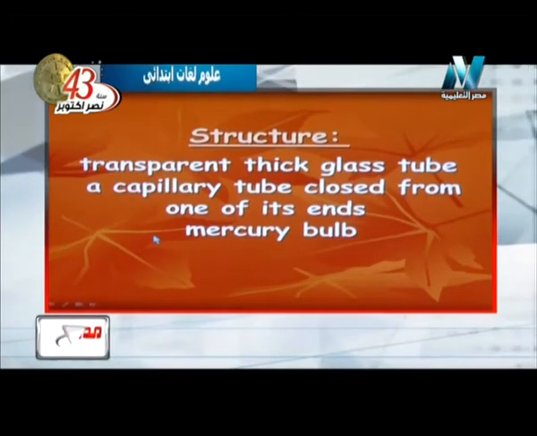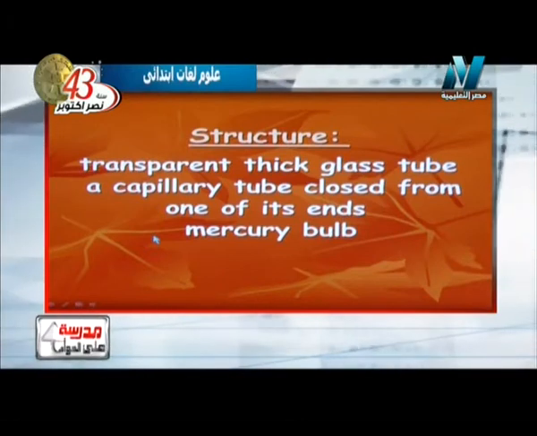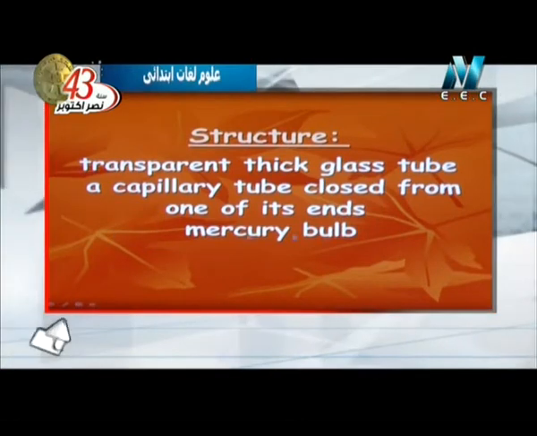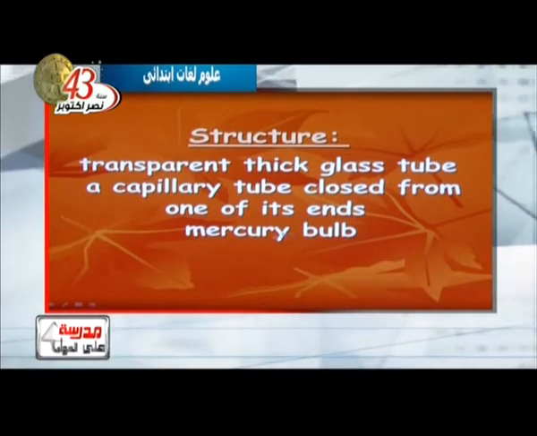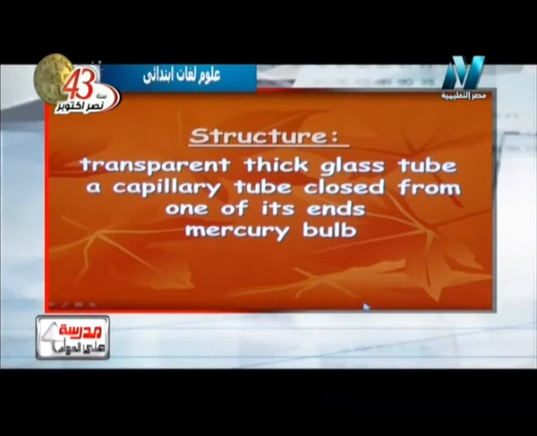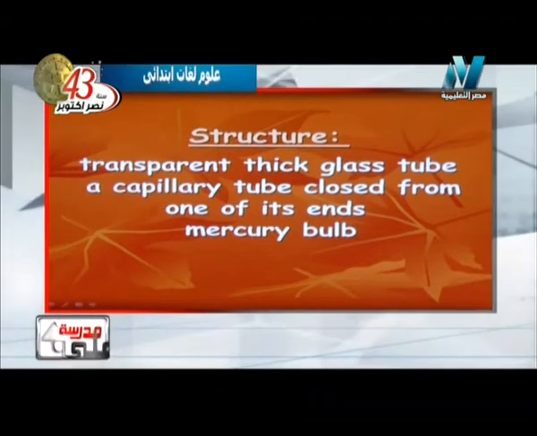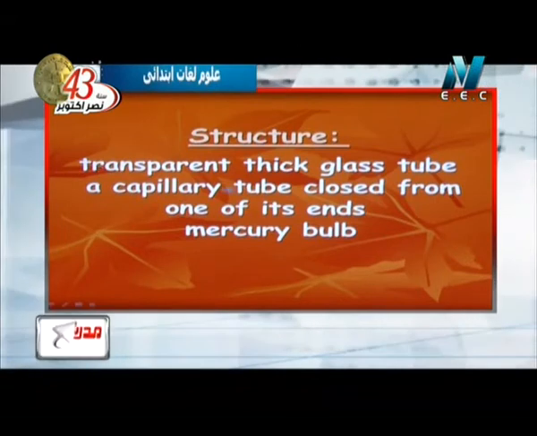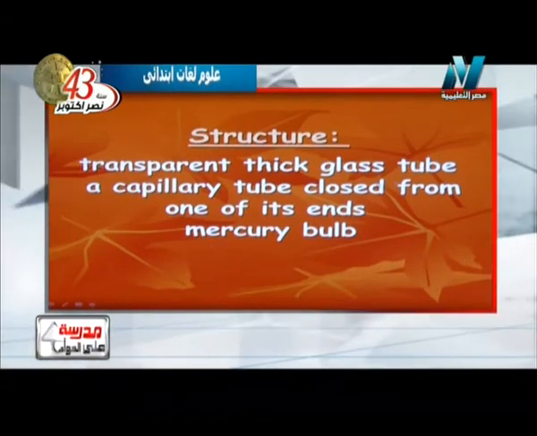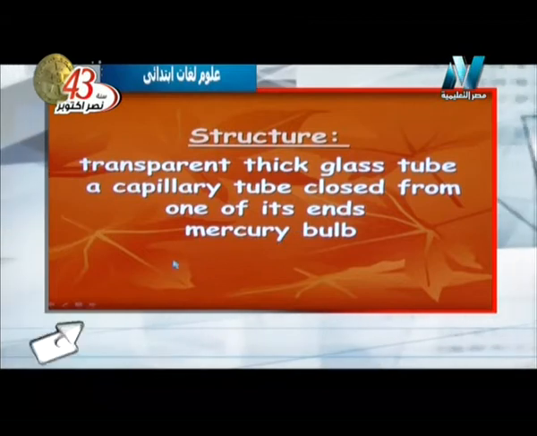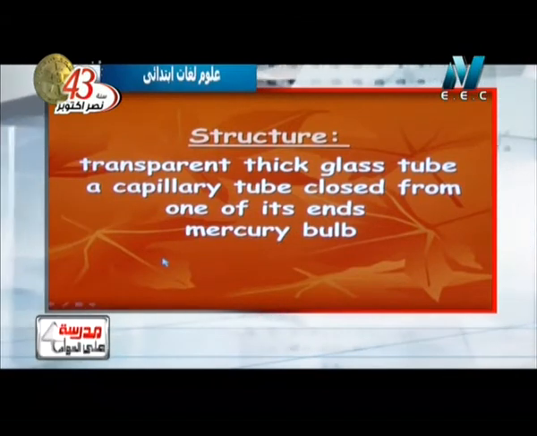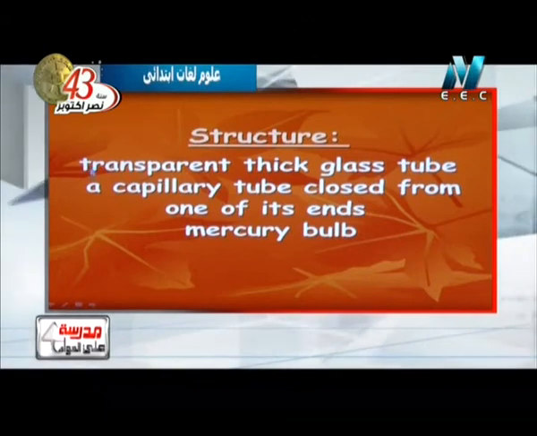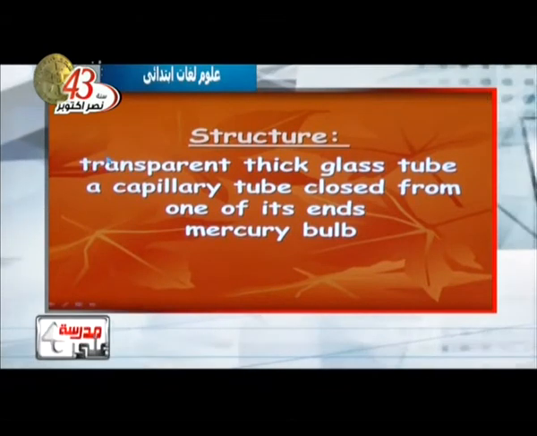Okay, so now the structure of the Celsius thermometer. I think it will be similar to the medical one, but it may be different in one point. Concentrate, my students, to know the difference between the structure of each one of them. We need to focus very well to know the difference in structure between the medical thermometer and the Celsius thermometer. Number 1, transparent thick glass tube. Number 2, capillary tube closed from one of its ends. And at last, mercury bulb, the mercury reservoir. So now we have only three components in the Celsius thermometer.